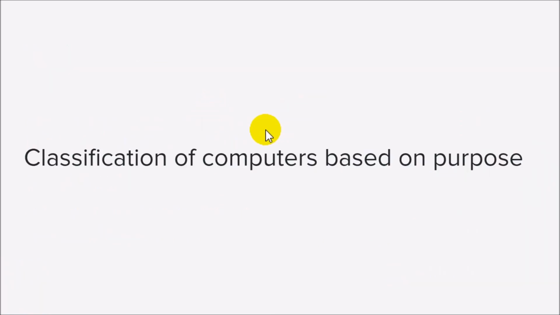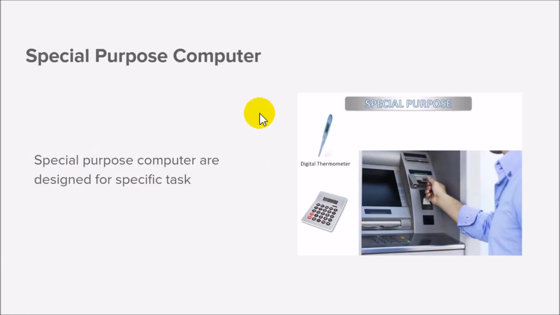Another way computers are classified is based on purpose. When you talk about classification of computers based on purpose, we have two of them. First is the specific purpose computer. This kind of computer is designed for specific tasks. They don't do anything except the task they are built for.